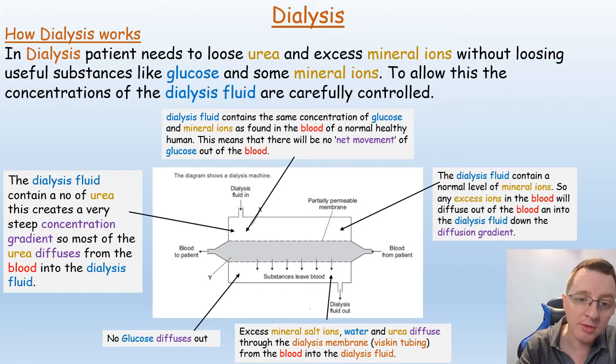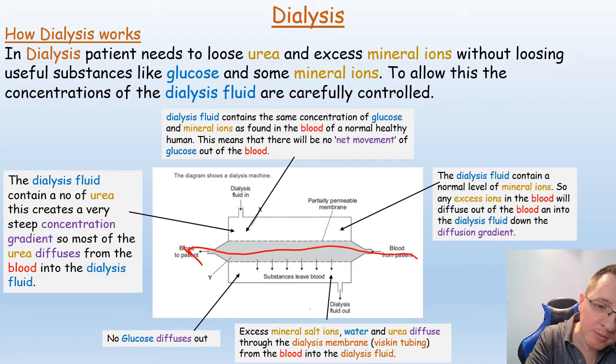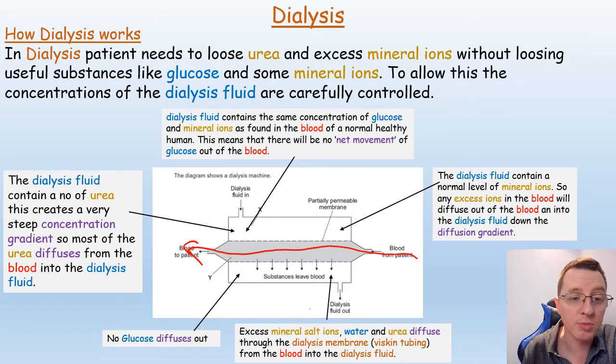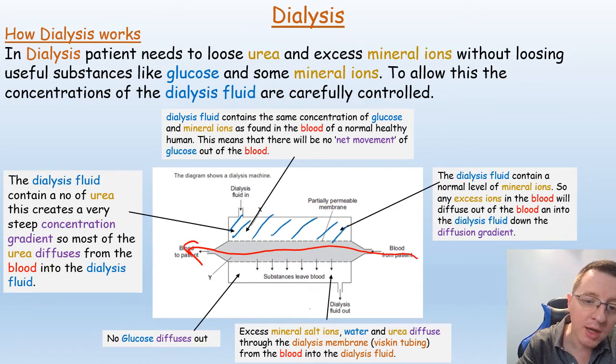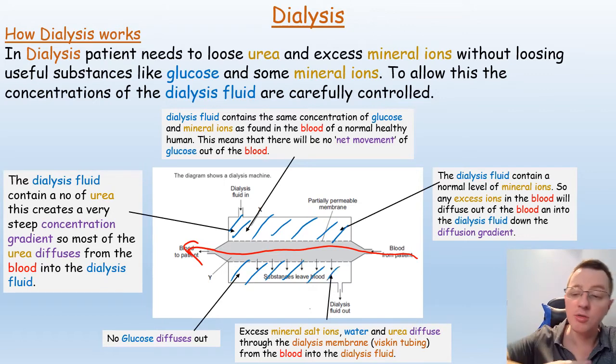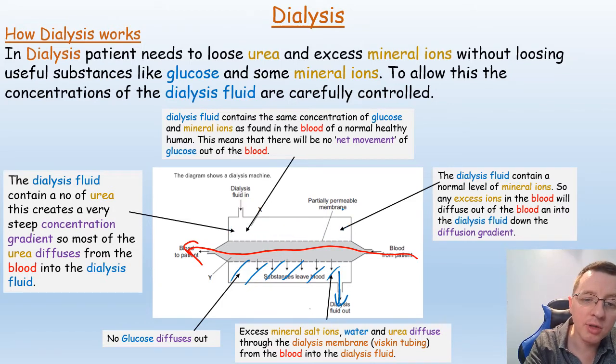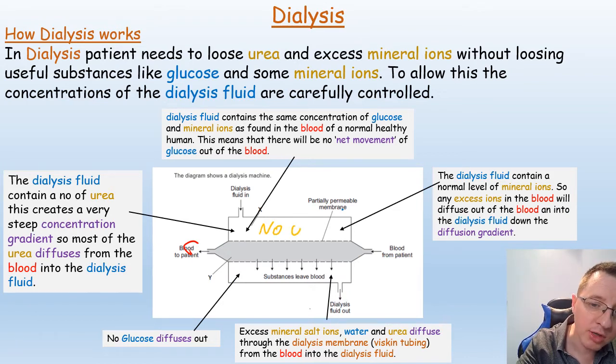So just to explain this diagram here, you can see the patient's blood is travelling through the dialysis membrane or the Visking tubing, and then surrounding that blood is the dialysis fluid, and of course this is happening in 3D, so the fluid is completely surrounding the Visking tubing, and the dialysis fluid will enter here and exit here. The dialysis fluid will contain absolutely no urea, so that's a very low concentration of urea.